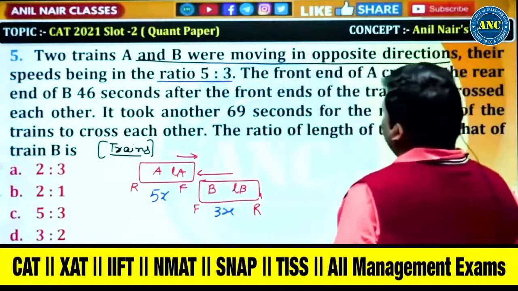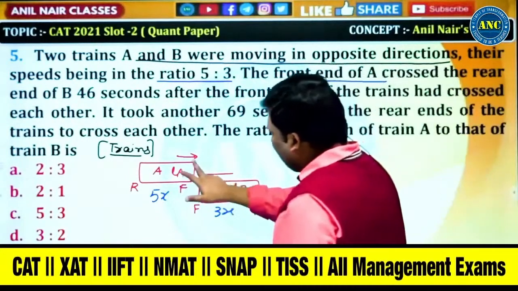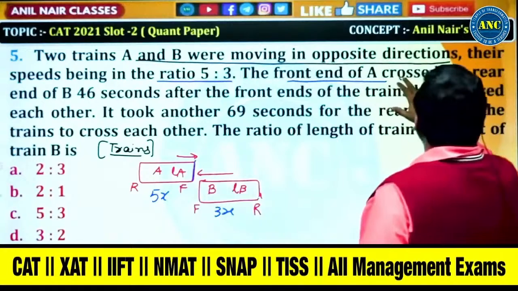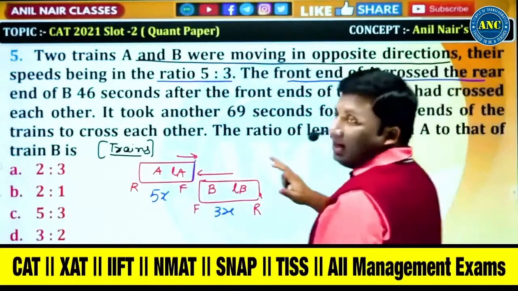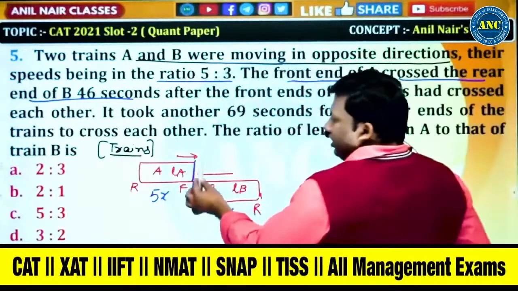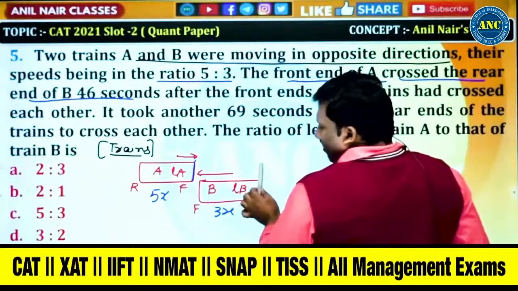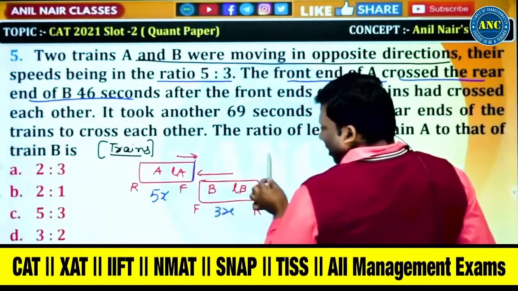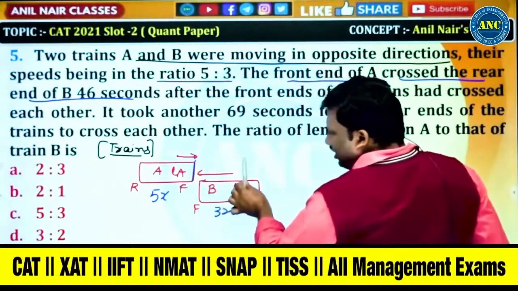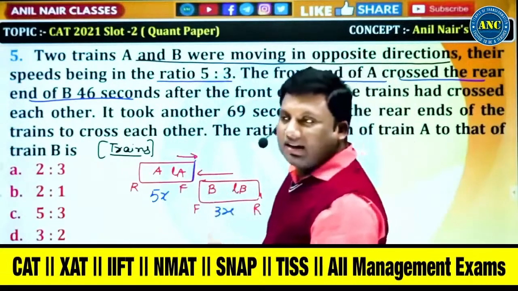Okay. The first condition: front end of A, this is the front end, crossed the rear end of B. This is the front end of A and this is the rear end of B. From here to here, that means it has covered this entire distance. Are you all with me? This has covered the entire distance.